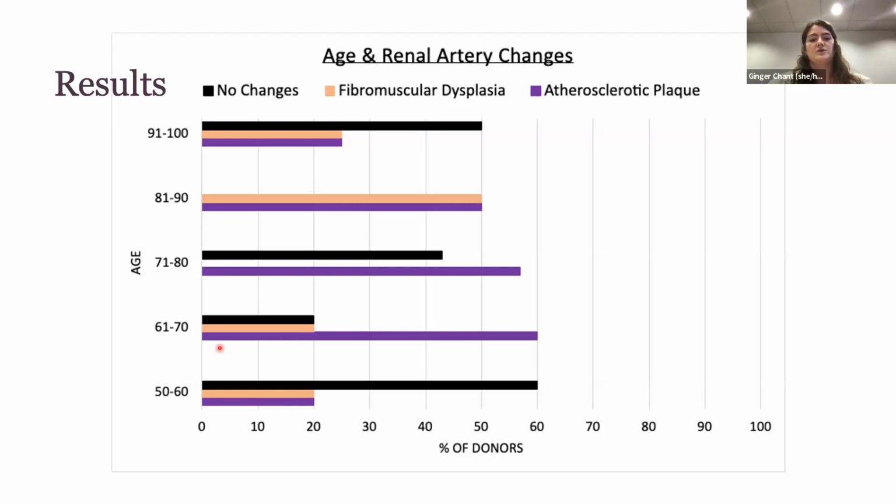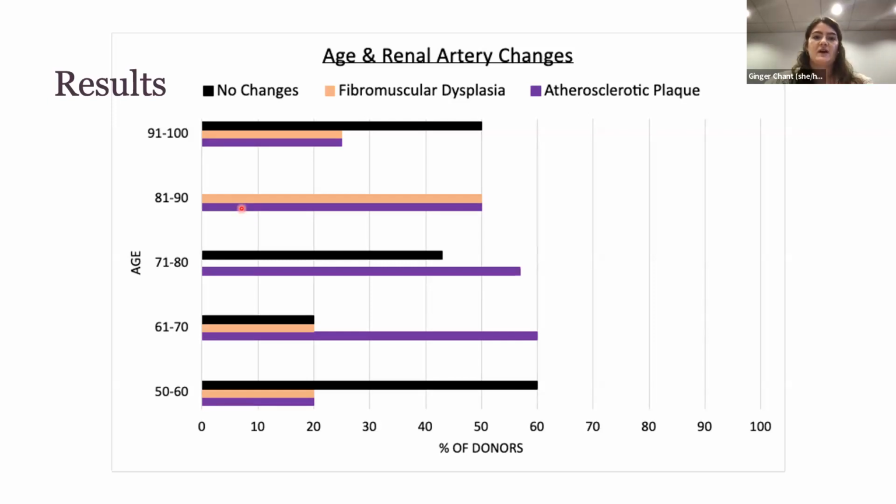And then as we get older, we do see an increased percentage of renal artery changes. Specifically in the 61 to 70 age group, we saw 60% plaque, but 80% total renal artery changes out of the whole population. That's including both fibromuscular dysplasia and atherosclerotic plaques. The 71 to 80 and 81 to 90 groups had a high percentage of renal artery changes, and in the 81 to 90 group, 100% of donors had some sort of renal artery changes, whether that was fibromuscular dysplasia or plaque. As you can see, 50% had plaque and 50% had fibromuscular dysplasia.